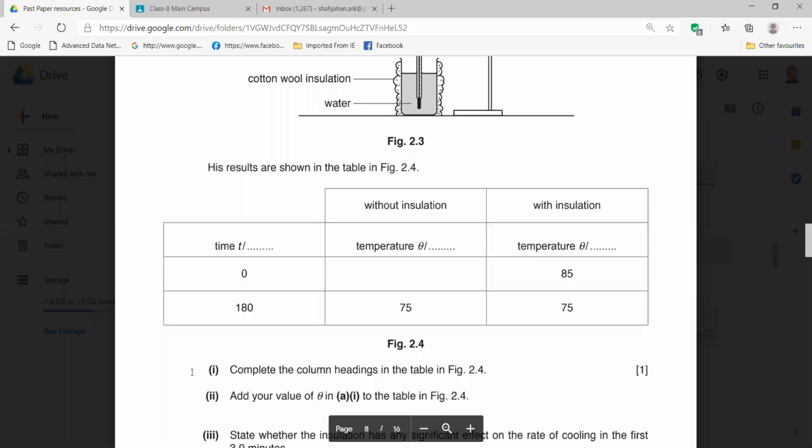Right. Okay, now the first one: first answer, complete the column headings in the table in figure 2.4. So do it.